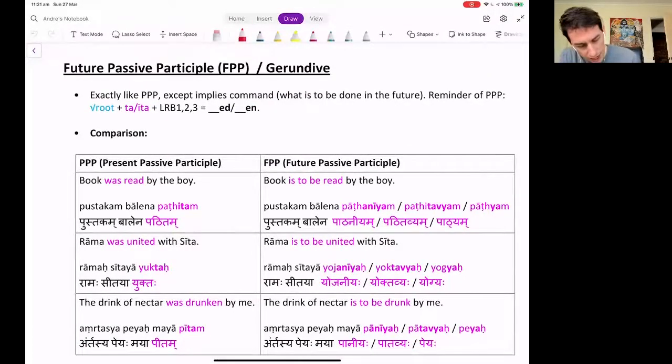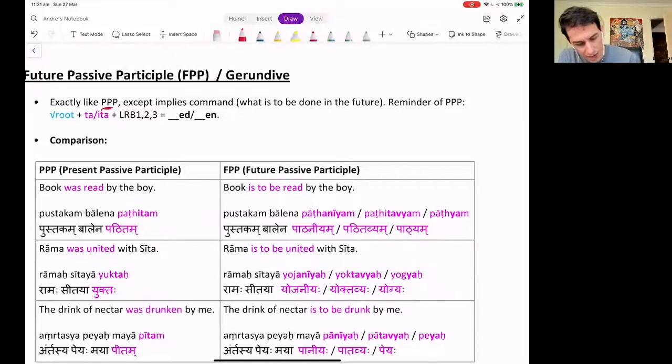It is exactly like PPP, except it implies command. What is a command? It means it is a suggestion. Do this. So it's similar to imperative. So far, when you think of FPPs, think of imperatives. Except with imperatives, you're telling a command when? In the present, right? Do it now. But with FPPs, you're telling a command in the future. So what is to be done in the future?